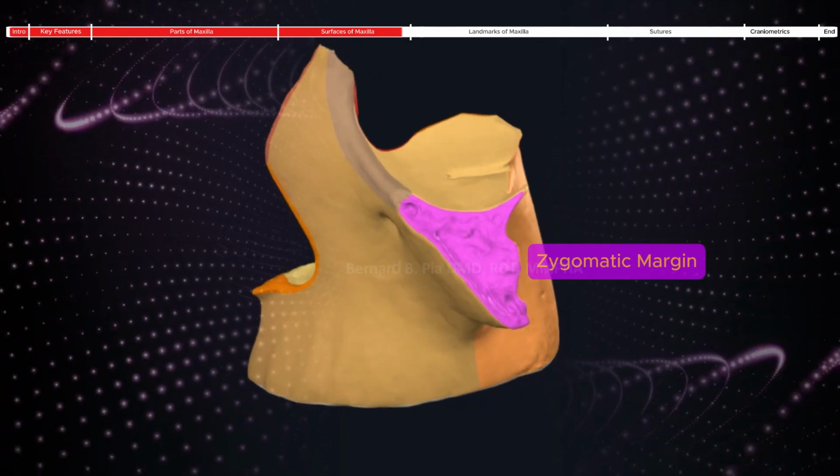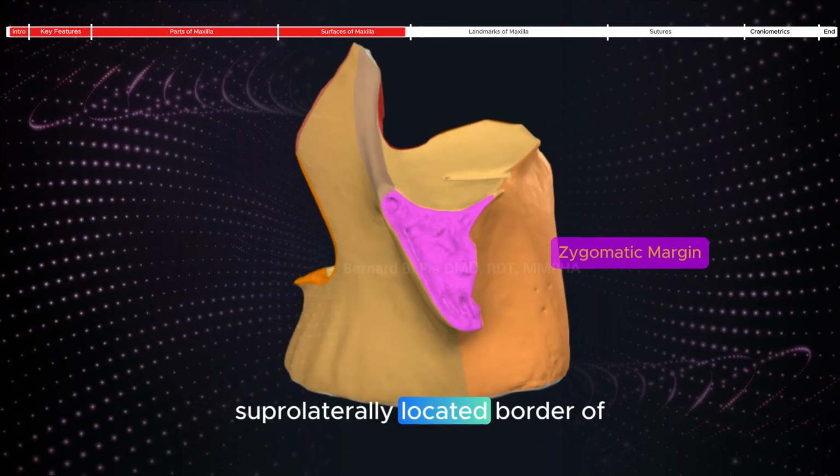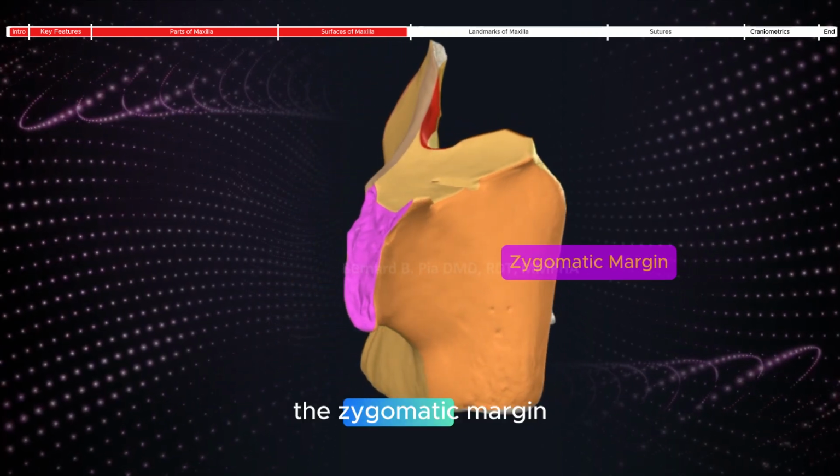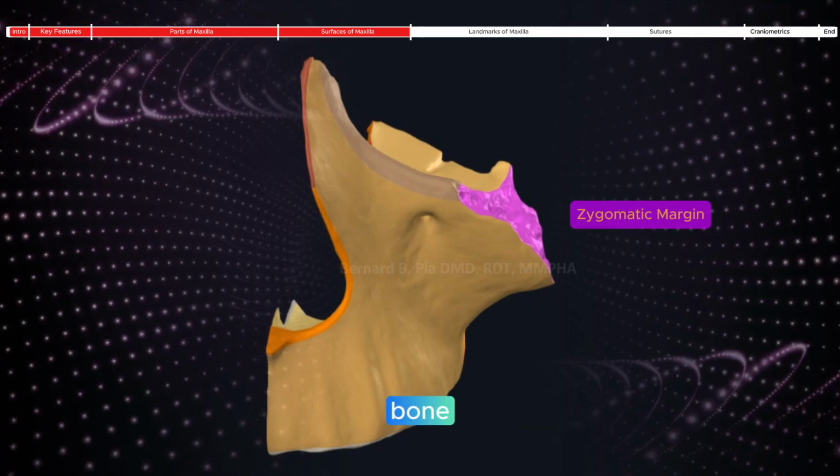12. The zygomatic margin, zygomatic border, is the rough, supralaterally located border of the maxilla. The zygomatic margin articulates with the maxillary border of the zygomatic bone.